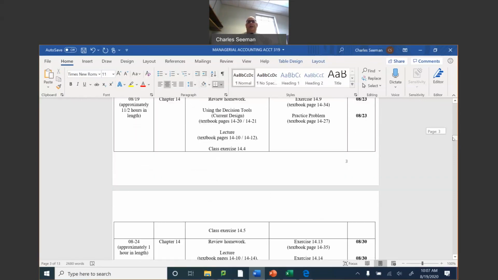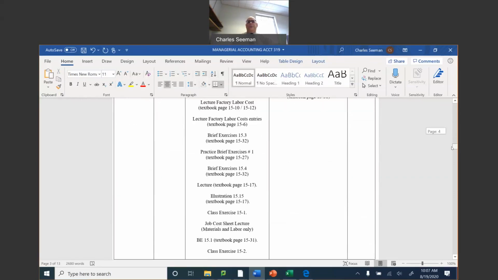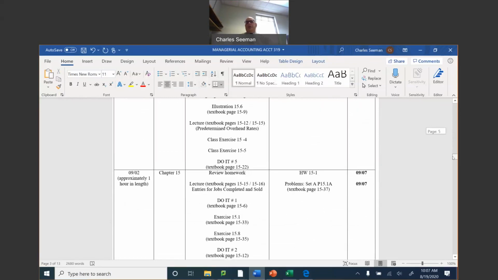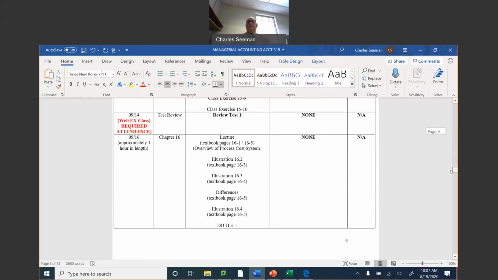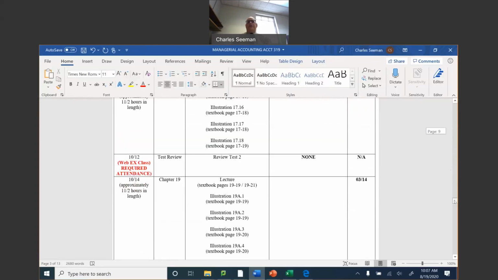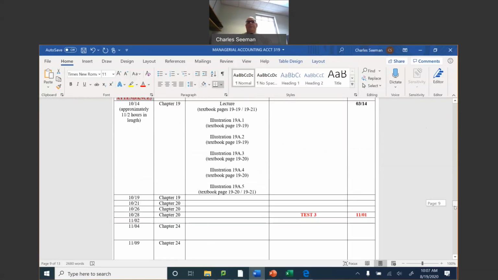Each class has its own system like that, so you can actually follow along in the book if you want to. As I said, after a test, WebEx is required because I want to go over the test and make sure I covered everything, so attendance in those meetings is required.